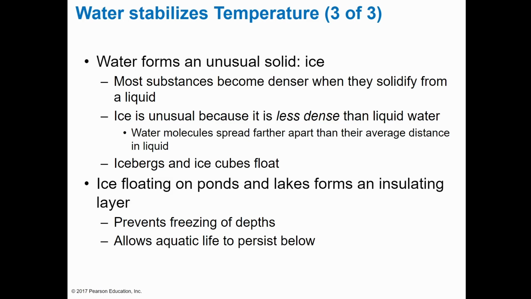We talked briefly about ice being less dense than liquid water, and that's because the hydrogen bonds in ice are actually going to take on a lattice structure where the water molecules spread out more than they do when water is in its liquid state. So it's unusual that the solid form of a substance is less dense than its liquid form, but that happens with water. This is why icebergs and ice cubes float. And this actually allows aquatic life to persist below, and it prevents freezing of lower depths of large bodies of water, like in the ocean. So it's very insulating and protective for aquatic life.